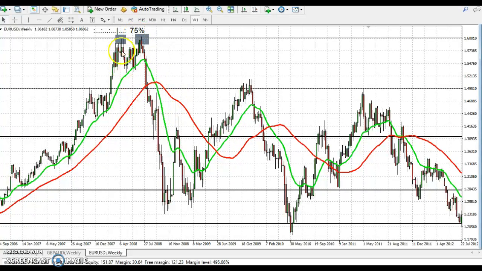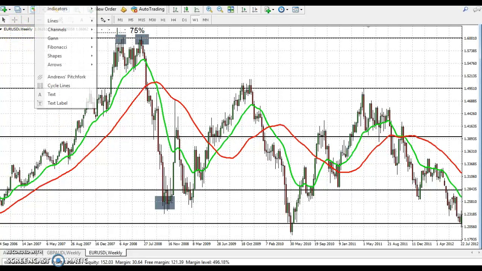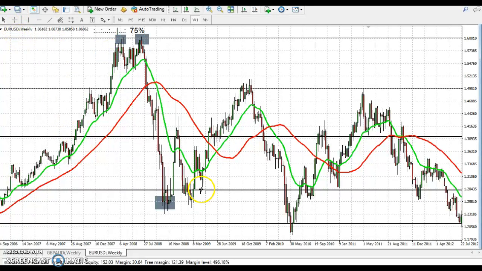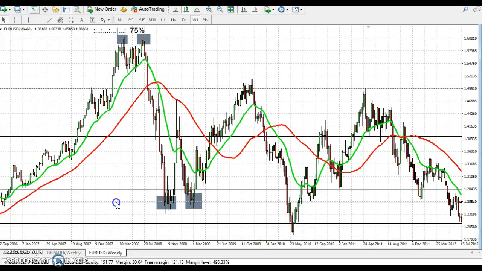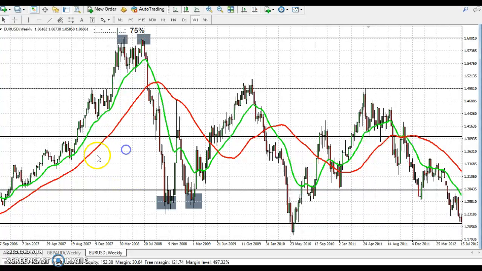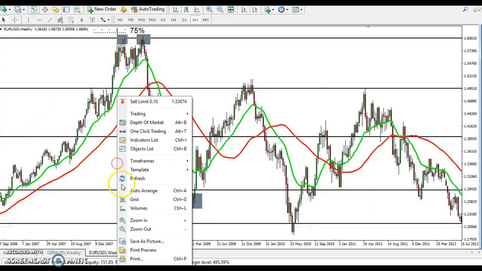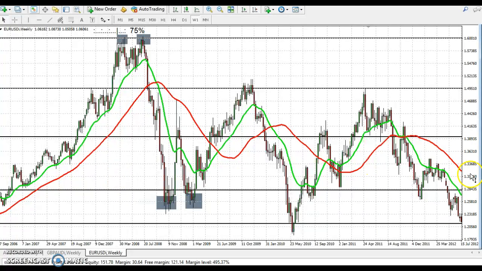Double top, double bottom. You can go ahead and mark this as support, but I don't like my charts that cluttered up. That is kind of a weak support, but I can go ahead and erase that because I got my grid up. The grid shows you the levels over here, the even levels, the psychological levels.